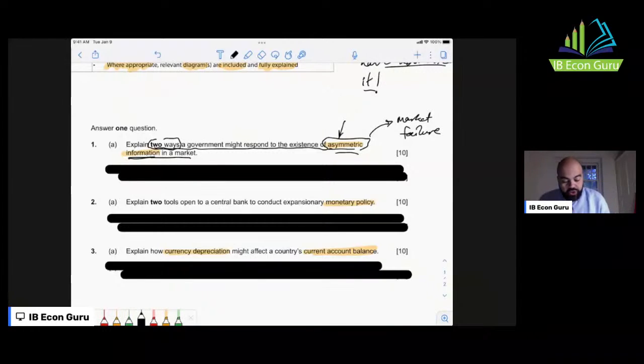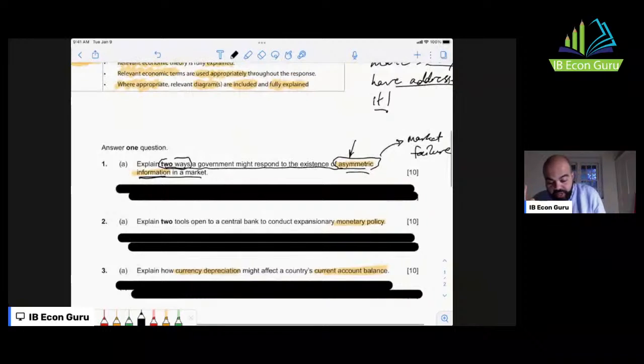So then you would go ahead to explain what is asymmetric information, how does it relate to moral hazard and adverse selection. There's no real diagram for asymmetric information. That's why it says where appropriate, draw a diagram. So actually in the mark scheme for this question, it says diagram is not required, okay?